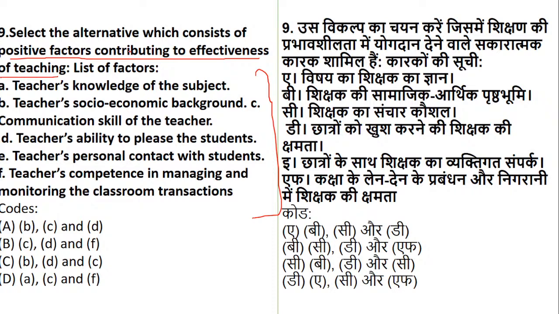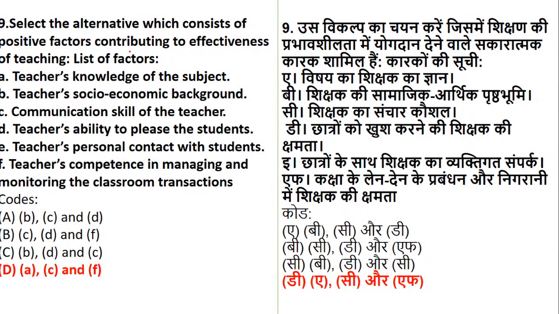Everyone has D option. So yes, 9th is option number D. Why? Because a teacher's socio-economic background cannot be a positive factor. Teacher's ability to please the student cannot be a factor. Teacher personal contact cannot be a factor. So you are eliminating D and E and B. So if you go on eliminating, it is there in all the options. So the right option is option number D.